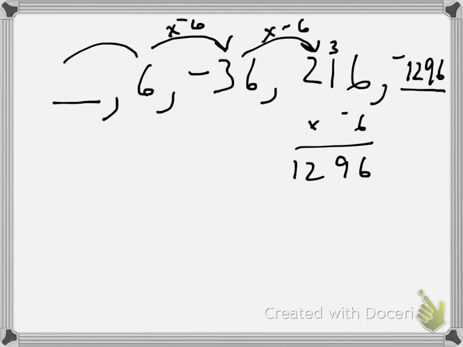Then to go backwards, we're going to divide by negative 6. So when we do 6 divided by negative 6, we're going to get negative 1. So that's going to be our answer for our first one.